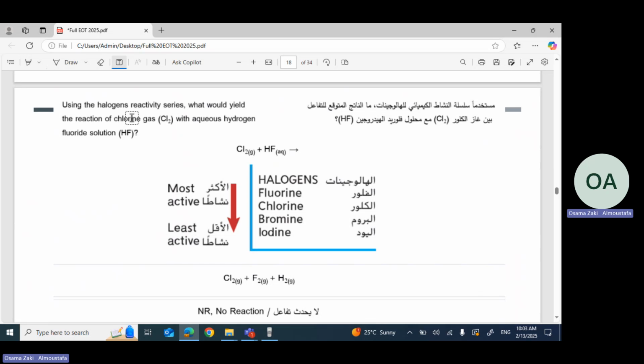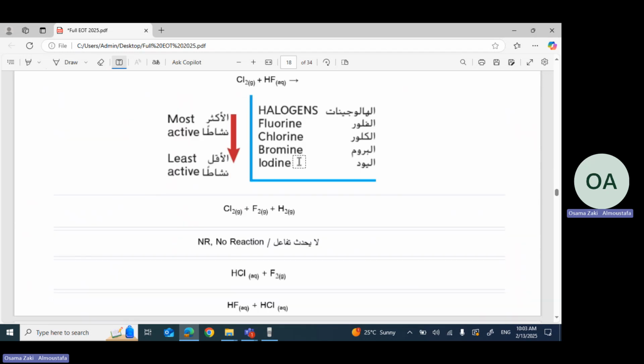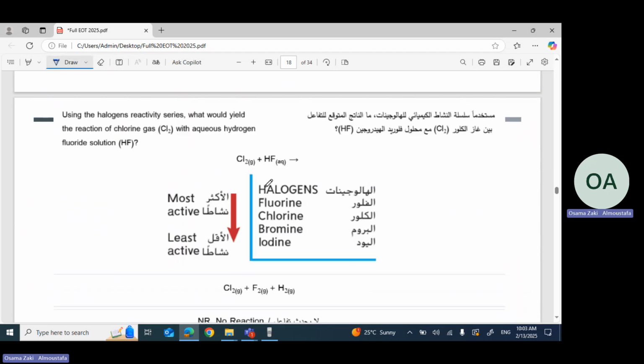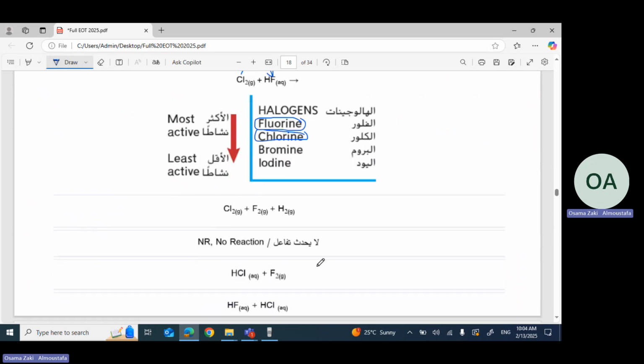Using the halogens' reactivity series, what would yield the reaction of chlorine gas, which is Cl2, and aqueous hydrogen fluoride, which is HF? Okay, so let's check. We have here Cl and HF. So Cl is chlorine. And F is fluorine. This is F, fluorine. So Cl is less reactive than F. Cl is less reactive than F. So Cl will not be able to kick out, to replace what? F.